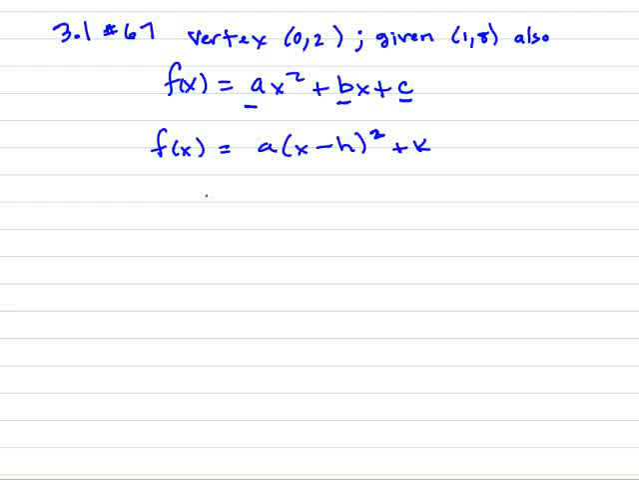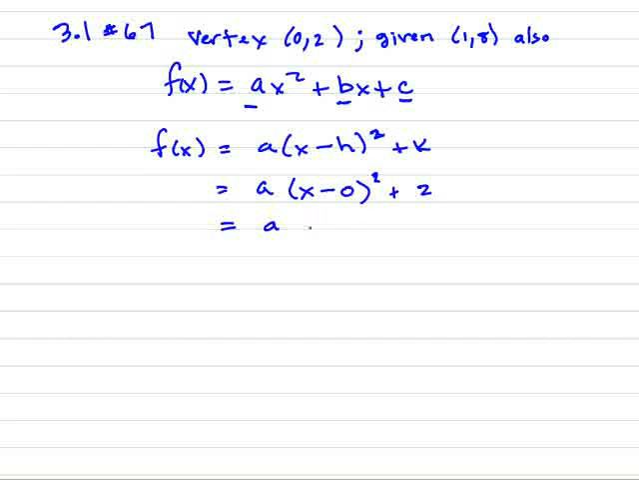So what we're going to do is we're going to substitute in the point of the vertex. For h, we put in 0, since that's given for the x coordinate for the vertex. K is 2. And now inside we can simplify this equation because x minus 0 is 0, and that quantity is squared, so it'll be ax squared plus 2.